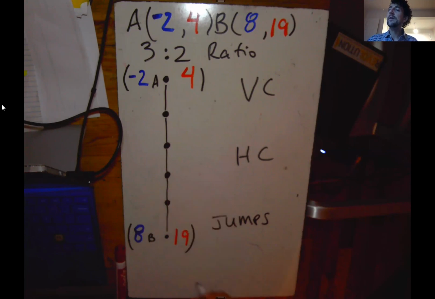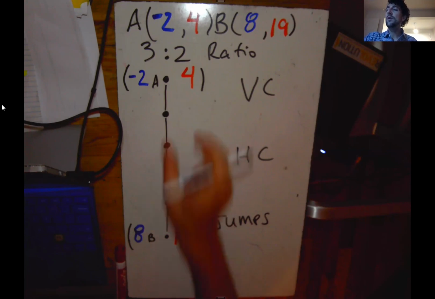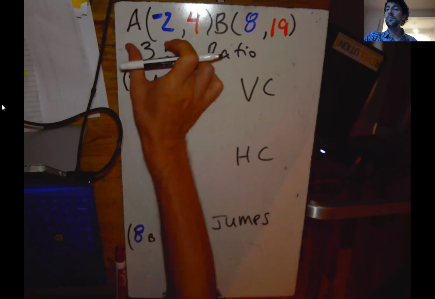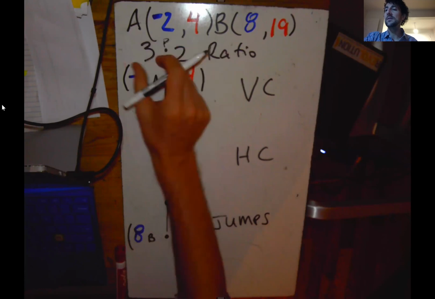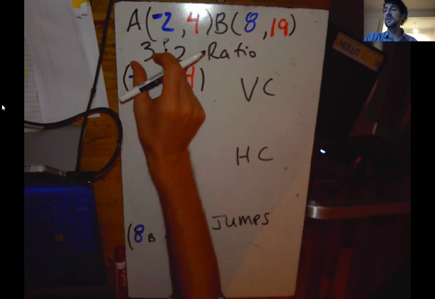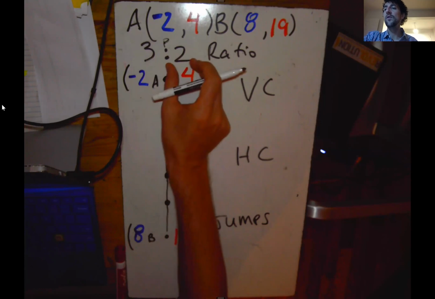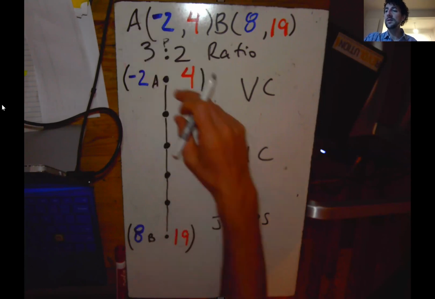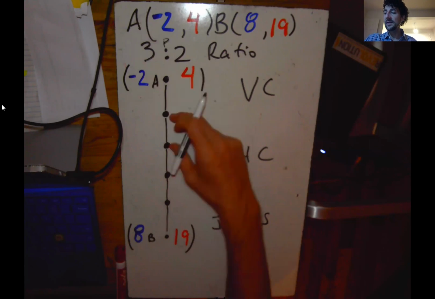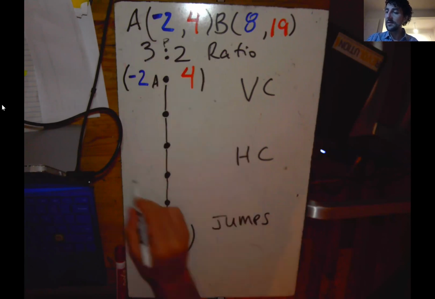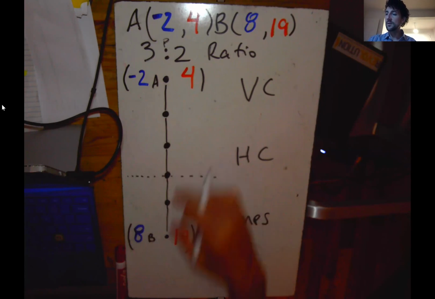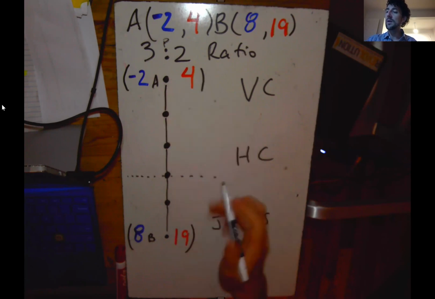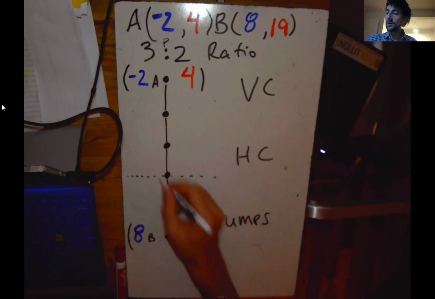Now I see that I want the part from A to P, the partition, to have 3 line segments. And then after the partition should be 2 line segments. So from A to the partition, 3. 1, 2, 3, and stop right there. And then you see after the partition, 1, 2. So I have my 3 to 2 ratio. So that means that the point P should go here.